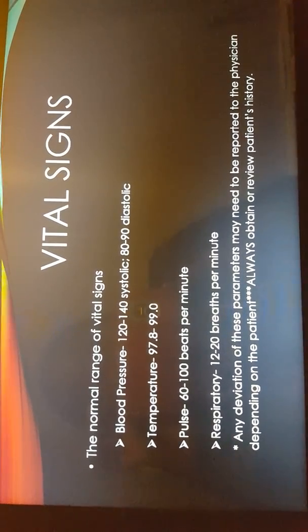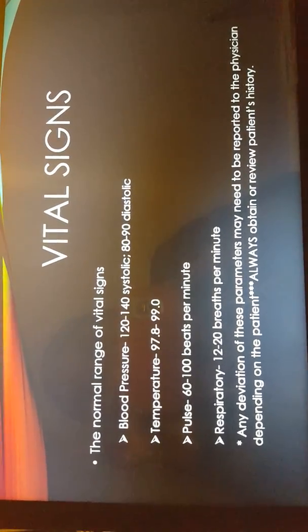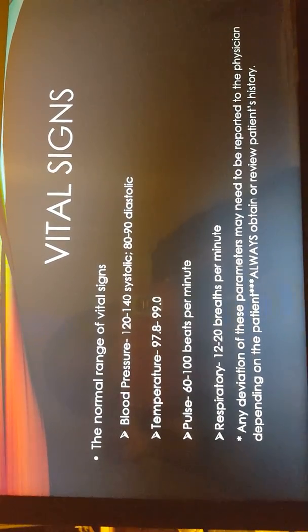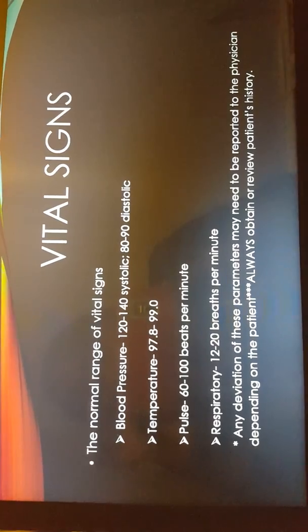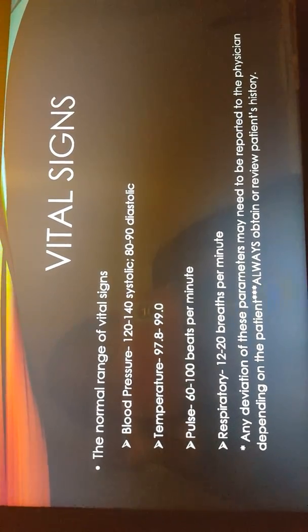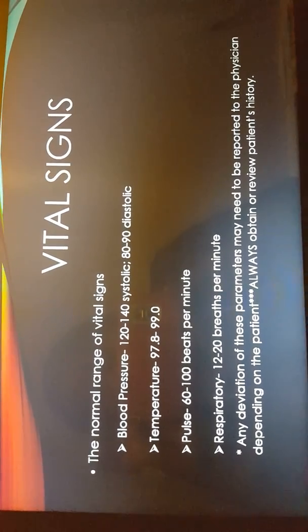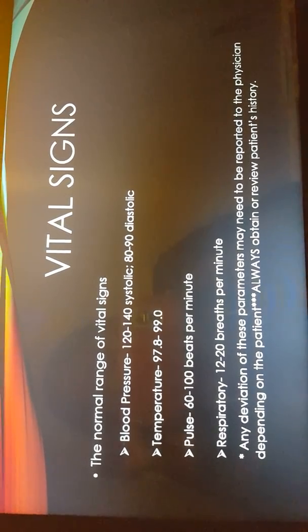Oh, and I forgot about the apical pulse. That's the pulse you listen to with the stethoscope at the apex of the heart. And the normal range for heart rate or pulse is 60 to 100 beats per minute.